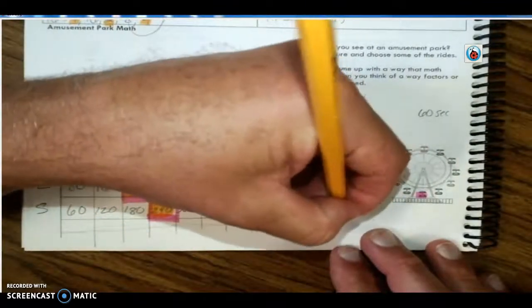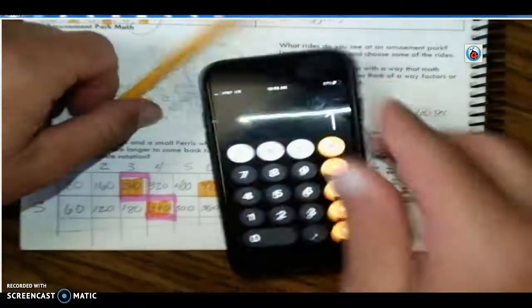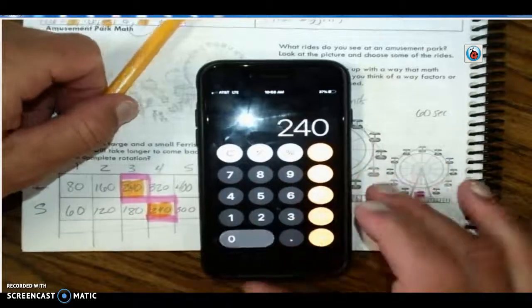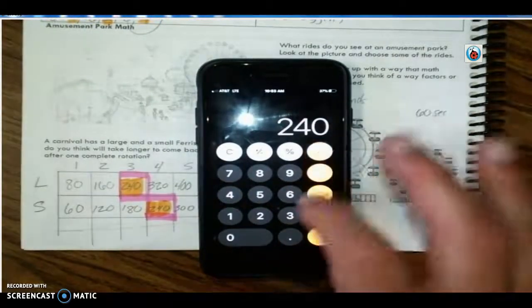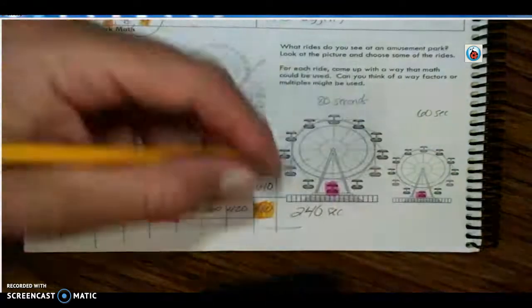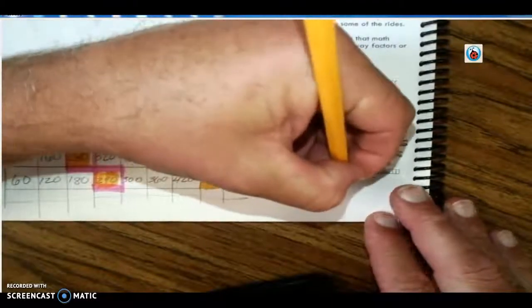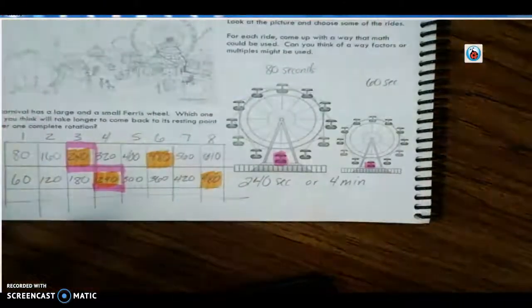right? I'm going to use my calculator, and I'm going to convert it over. So I take 240 seconds, and how many seconds are in a minute? Well, there are 60, and this is going to tell me how many minutes it takes. So it's going to be 240 seconds or 4 minutes, and that's how we do it.